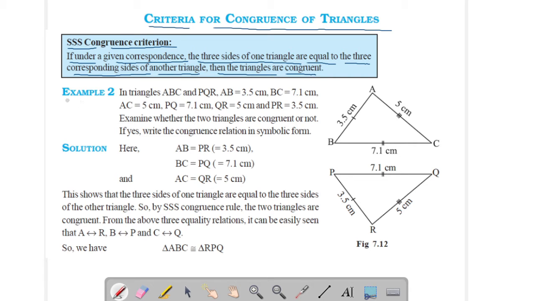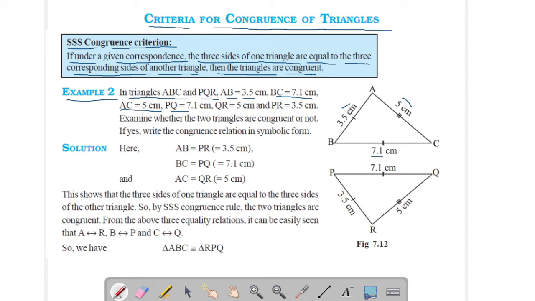Say example 2. In triangles ABC and PQR, AB is 3.5 centimeters. That is, this is your triangle ABC and this is PQR. In this, AB is 3.5 centimeters, BC is 7.1 centimeters, and AC is 5 centimeters.